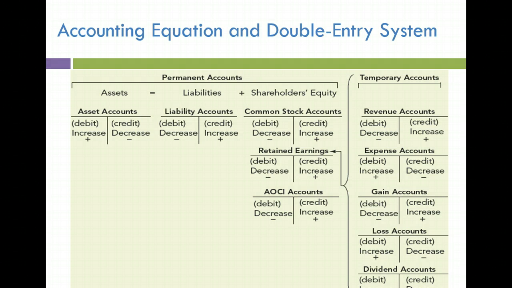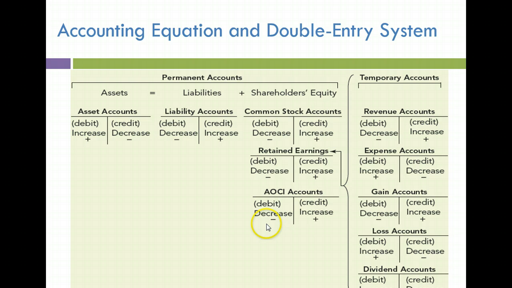So here is an example of our permanent accounts and our temporary accounts. Our permanent accounts include our assets. We know that an asset has a normal debit balance, which means when we increase an asset, we debit it. When we decrease an asset, we credit it. Hopefully, we don't have a minus asset. We still need to have some form of that asset, which will be a normal debit balance.